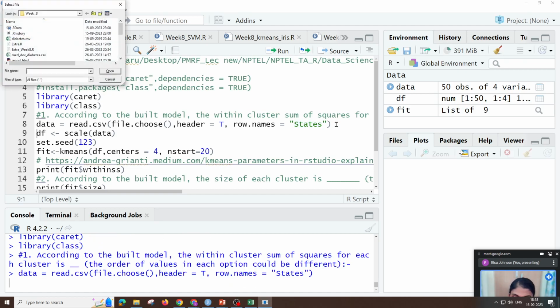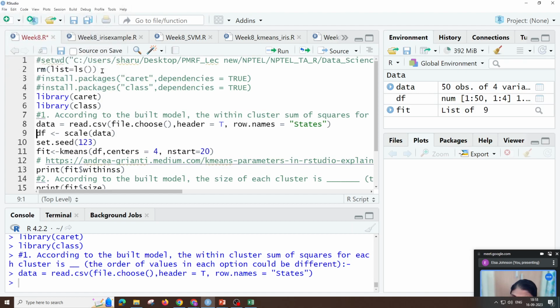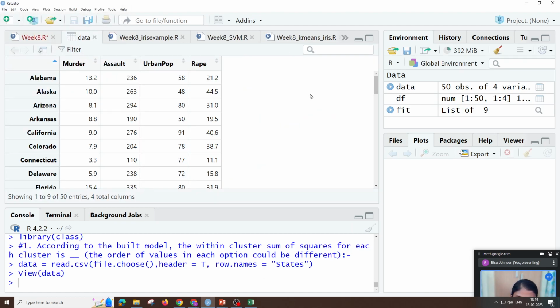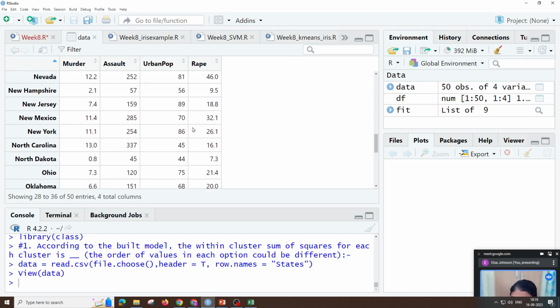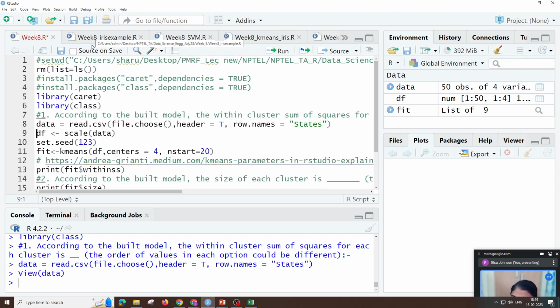So when we read this, it is asking for the data, and the data looks like this. Right now we have the row names, the row indexes, as the state names, and the different other sets of data are present.